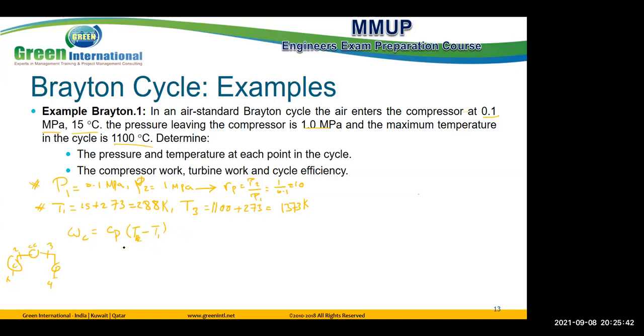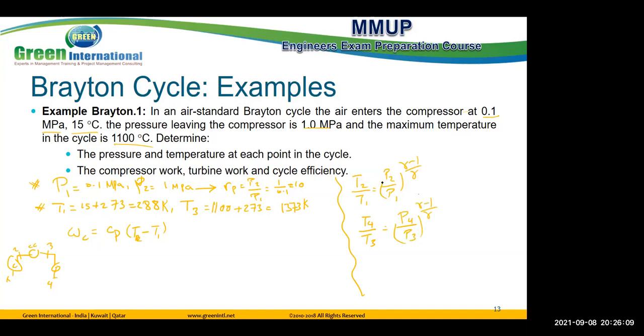But still, we don't have the other temperatures. So at the beginning, we are going to calculate the other temperatures. T2 by T1 equals P2 by P1 to the power gamma minus 1 over gamma. Also T4 by T3 equals P4 by P3 to the power gamma minus 1 over gamma.